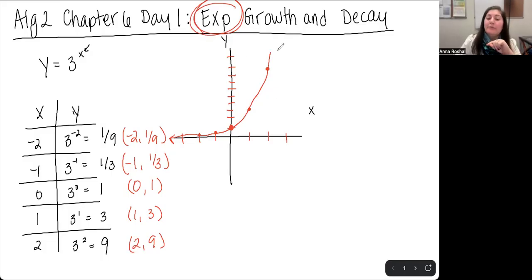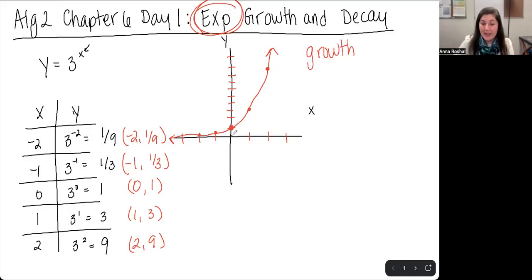Ba-dum-bum. And this very low, slow growth on the left-hand side of the y-axis. Okay. Because it looks like when we read it from left to right, we are increasing, we are going up, right? This is called an exponential growth function.